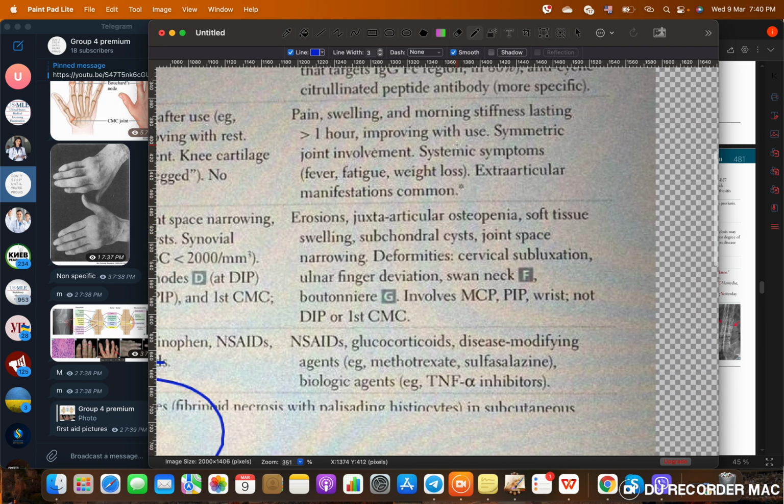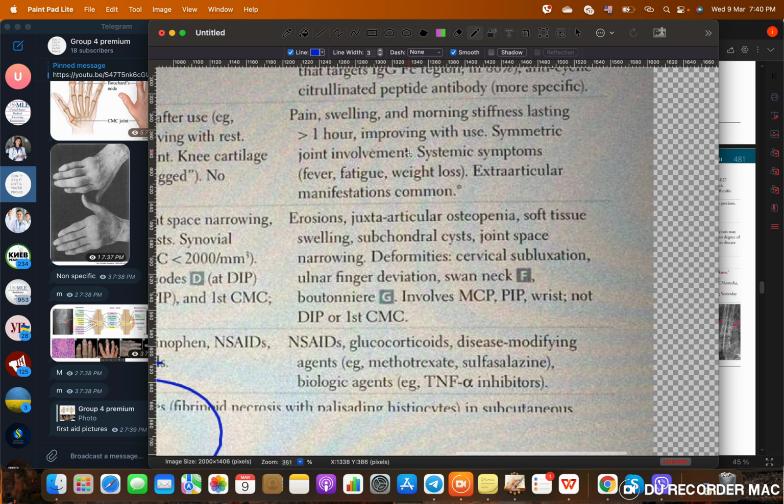And they write, okay, let's see. Yes. Erosion, juxta-articular osteopenia, which means near the joint there will be osteopenia, which on the X-ray will look like decreased mineralization of the bone. Soft tissue swelling and subchondral cysts. Joint space narrowing will be seen, and deformities such as cervical subluxation of the neck. This is the lady who comes to you and tells you, oh, my neck is hurting me.